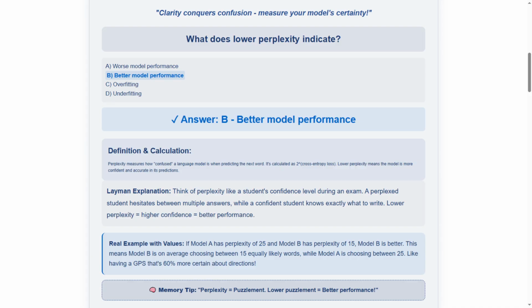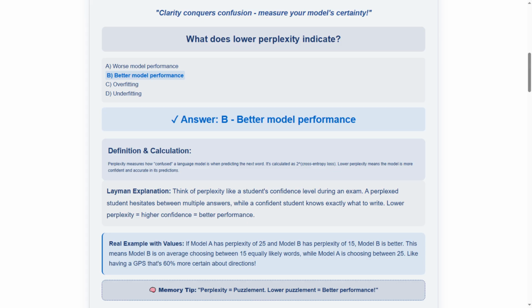In simple terms, it's a confusion meter for AI. Think of perplexity like a student's confidence level during an exam. A perplexed student hesitates between multiple answers, while a confident student knows exactly what to write. Lower perplexity equals higher confidence equals better performance. Basically, less confusion means better results.